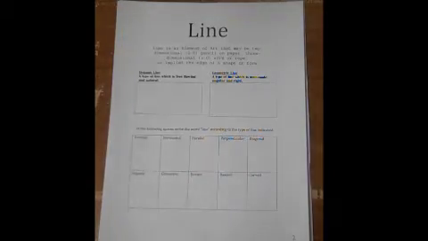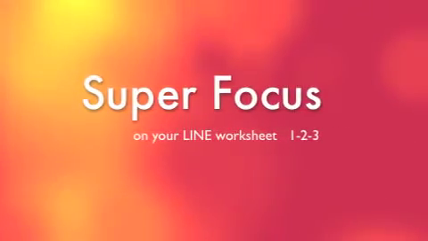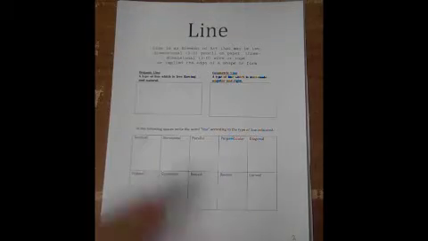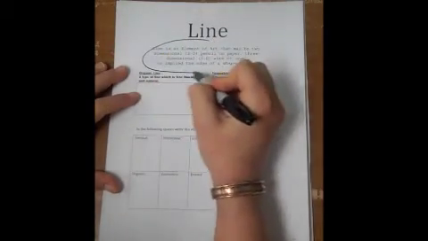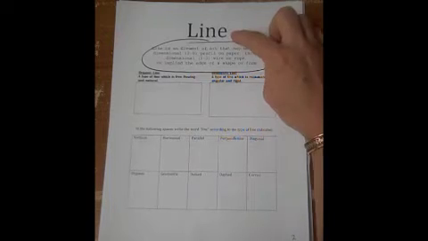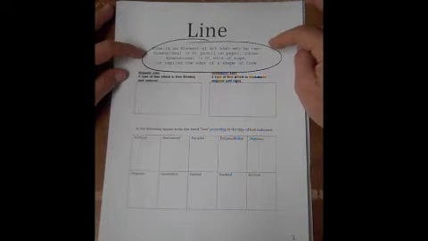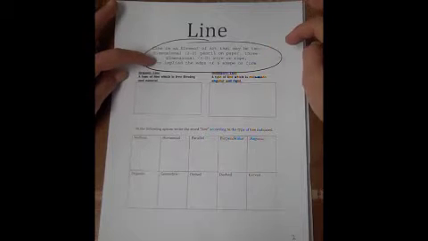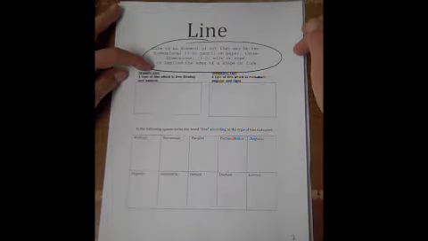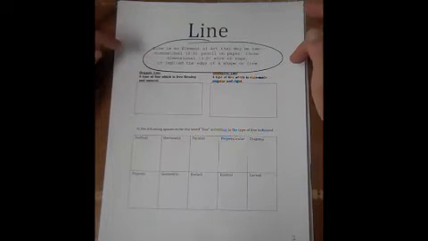Turn to line. Super focus on your line worksheet. 1, 2, 3. Put an oval around the definition for line. That will be on the test. And read along with me. Line. Line is an element of art that may be 2-dimensional, pencil on paper, 3-dimensional, wire or rope, or implied, the edge of a shape or form.